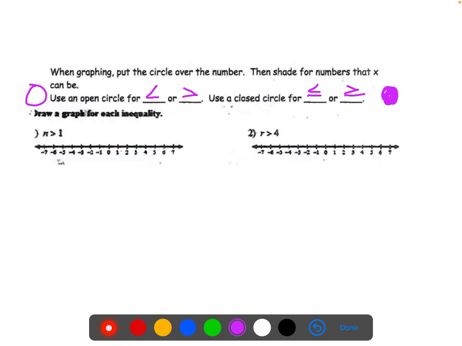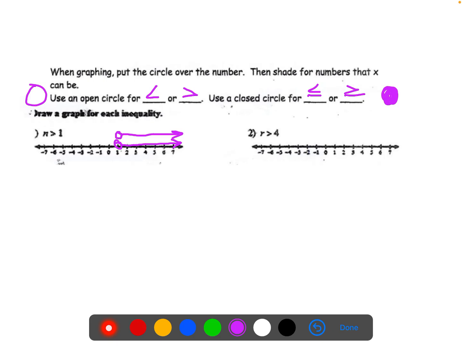Now let's look at the first graph. So n is greater than 1. So refer back here, we want to use an open circle if we're talking about just greater than. We don't want to include the number that we're starting at, which is 1. So 1 here on the number line is going to have an open circle, and then we would want numbers greater than 1. So we're going to go to the right here. Now, if you wanted to draw that here on the number line and do it this way, that'd be fine. It's just a little bit harder to see that way.